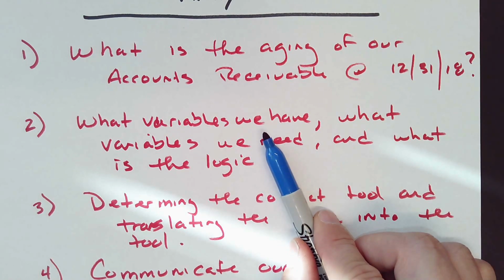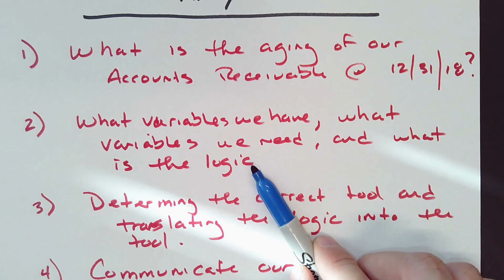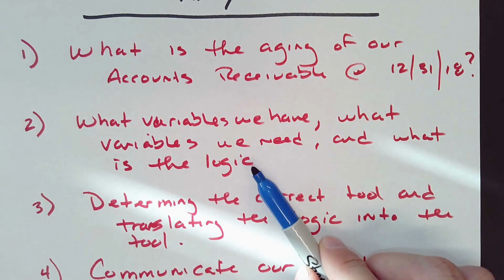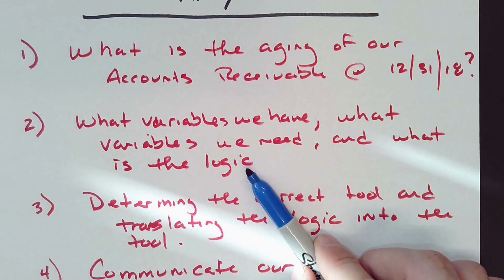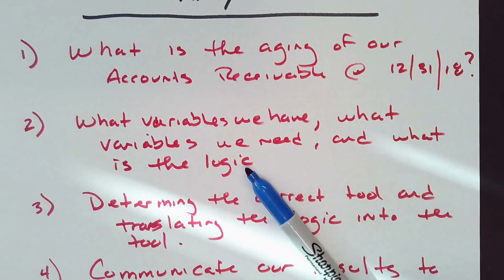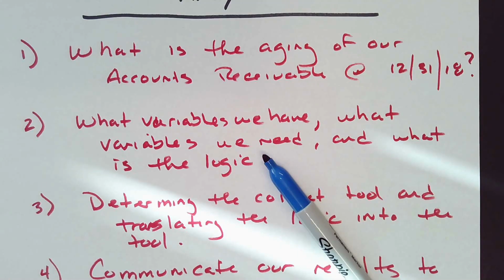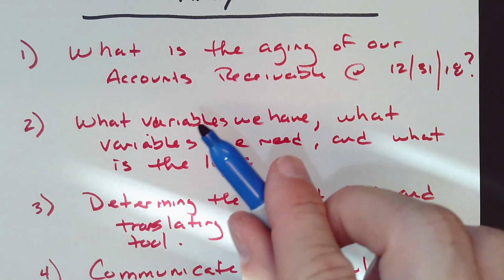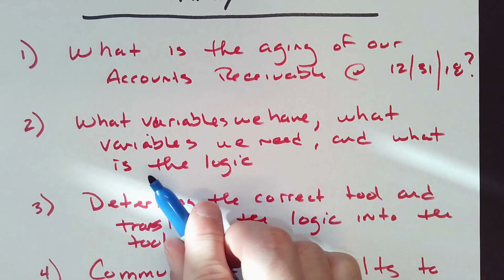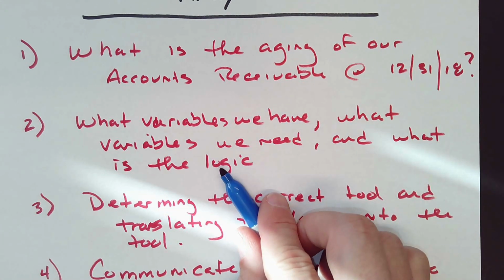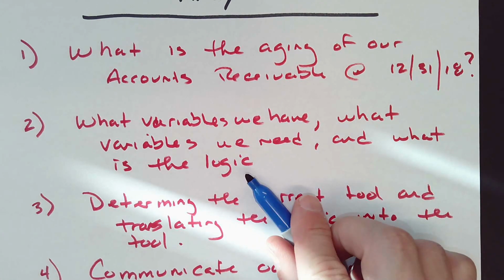So then the next step is going to be, well, what is the logic that we need? How do we solve this given the variables that we have? Because as you saw, we've got these different dates, we've got dollar amounts, etc. And now I've got to figure out what's the logic to be able to come up with these buckets and then use the variables that we have to create this aging of accounts receivable.